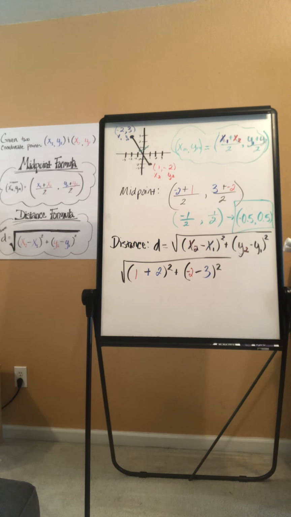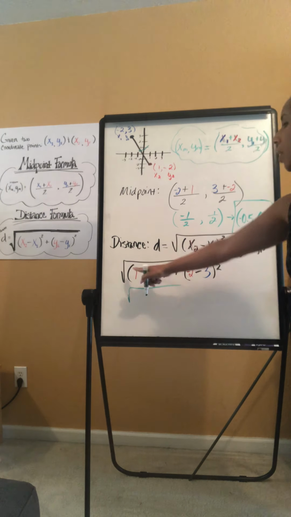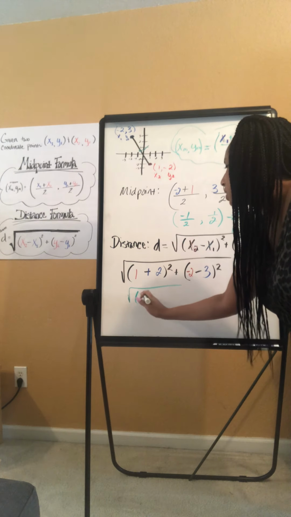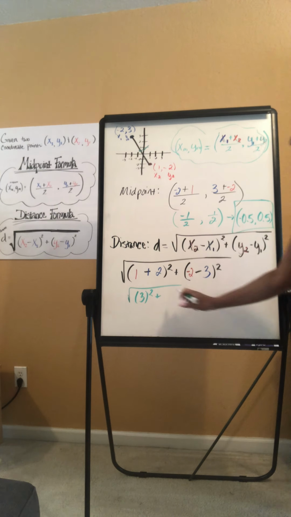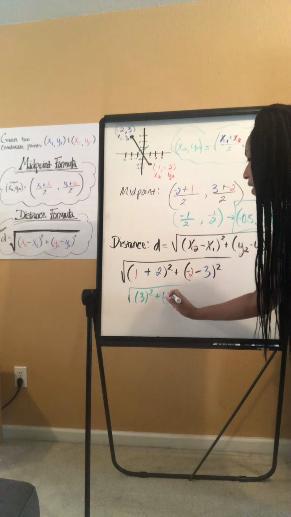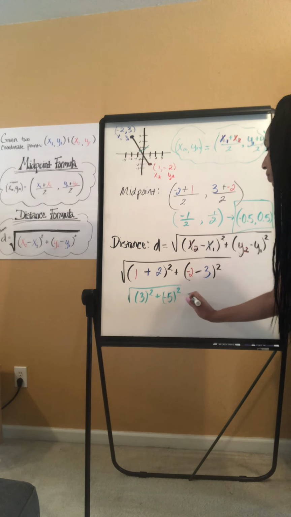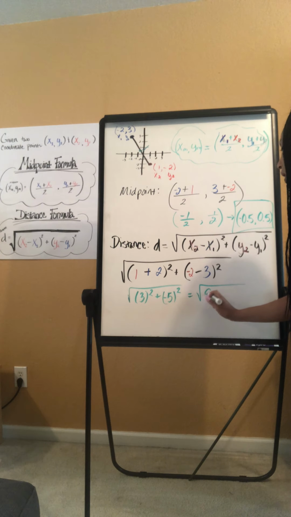Now I will just simplify this. So we have the square root of 1 plus 2 is 3. So I got a 3 squared plus negative 2 minus 3. When they are the same sign, we actually add them. That would be a negative 5 squared. All right, so that's going to give me a 3 squared is 9.